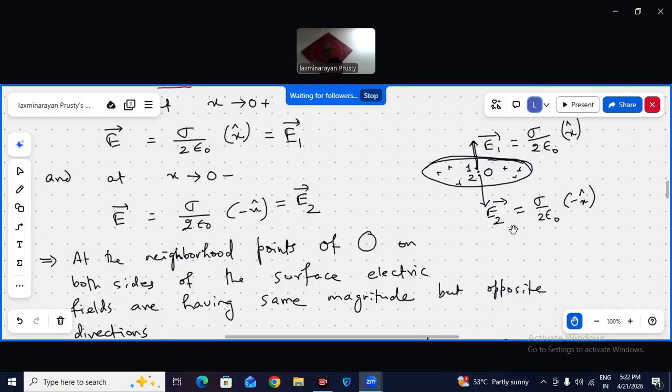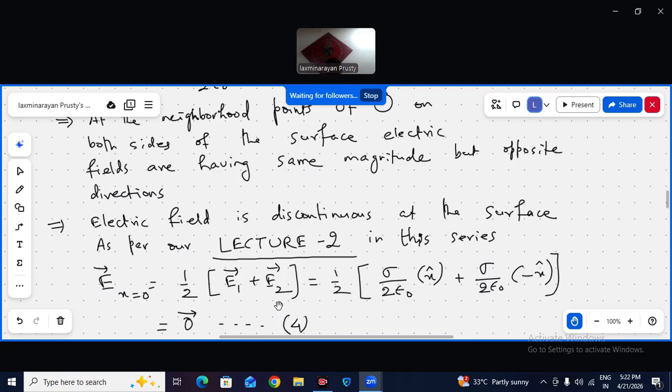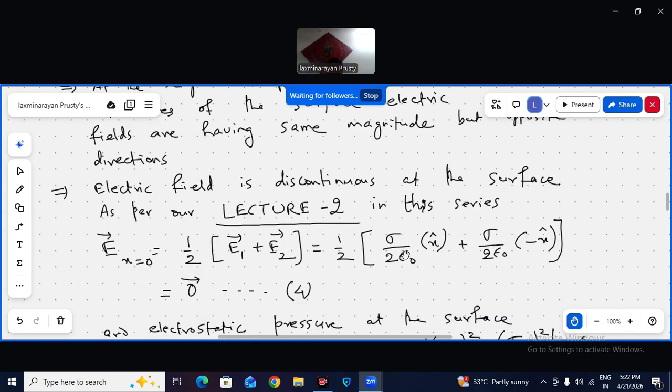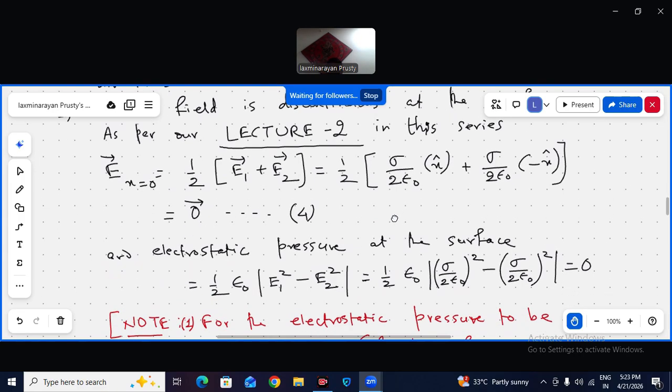What is the field on the surface at the point of discontinuity? It is the arithmetic mean of the limiting fields, half of E1 bar plus E2 bar. That will be 0. The magnitudes are the same with opposite direction, so the vector sum is null, and half of null is null. So on the center, the field is null, meaning 0 magnitude.